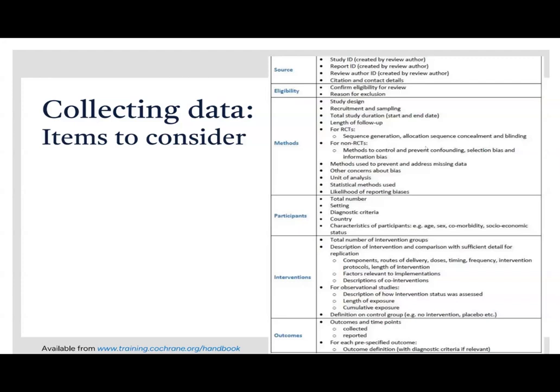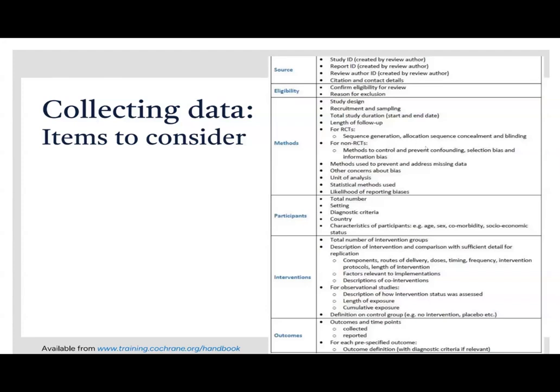Like study design: whether they have used a randomized controlled trial, an observational study, cross-sectional, crossover, or parallel design. What kind of study design they have used, recruitment and sampling, what sampling technique they have used, probability or non-probability method. Total study duration is also very important to report in a meta-analysis. Then the length of the follow-up. Length of the follow-up means how many times they have observed the participants, like baseline, after 3 months, after 6 months, maybe after 1 year of intervention.